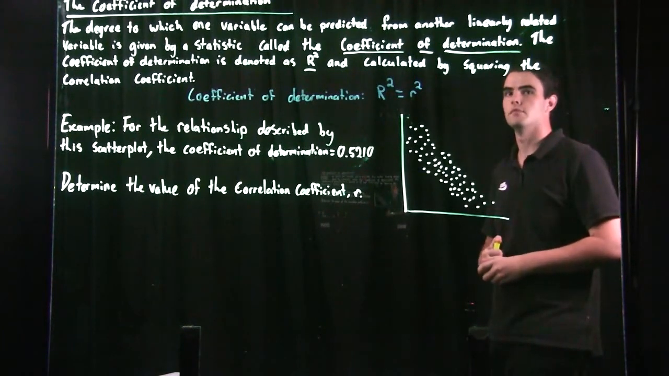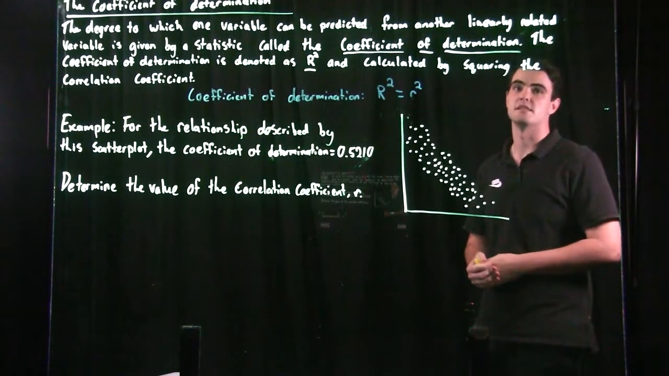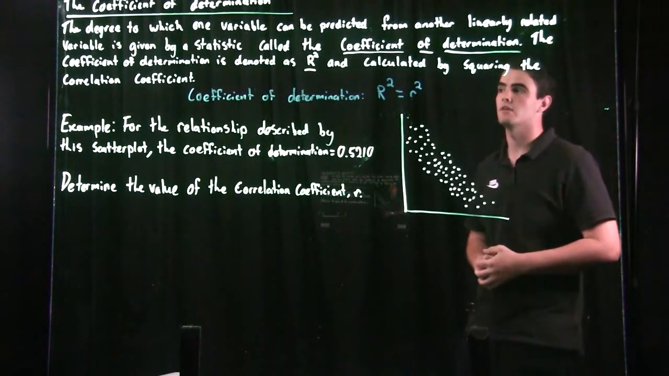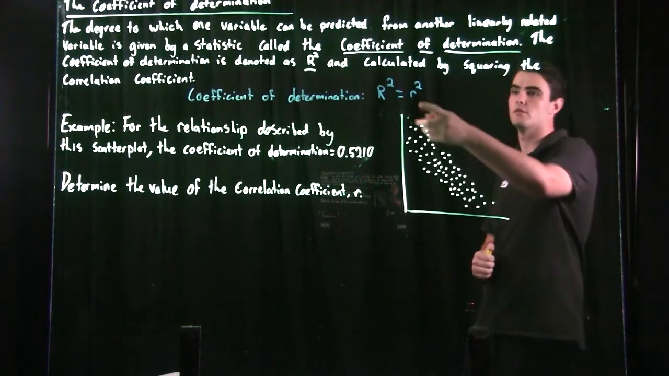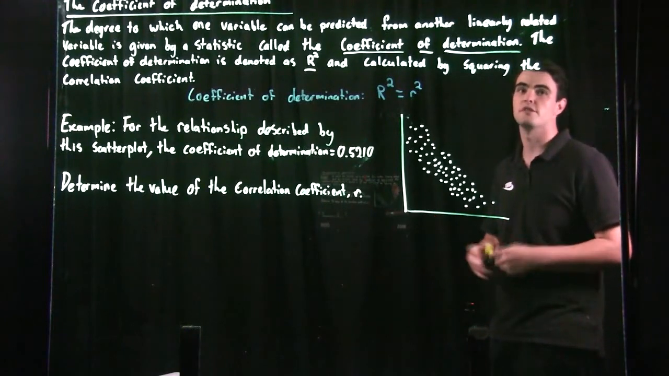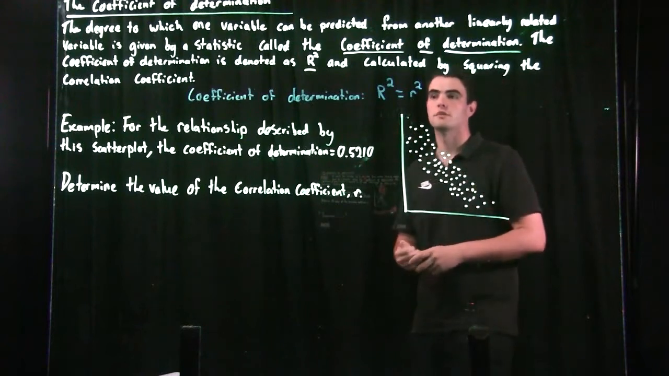Now we're going to move on. Nice easy formula for us today. The coefficient of determination is R squared, and as we said, it is calculated by squaring the correlation coefficient, which is R. So we can just square the correlation coefficient and get our answer. I'll let you copy that one down, and I'm going to go through the example.